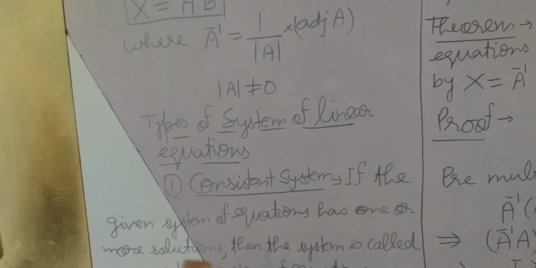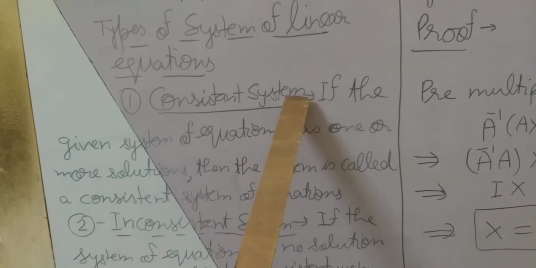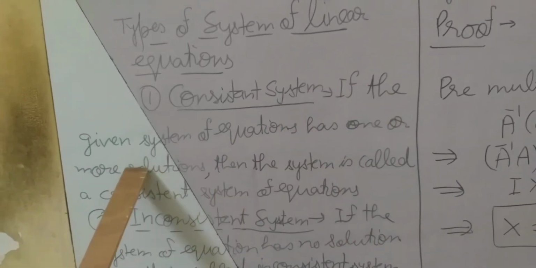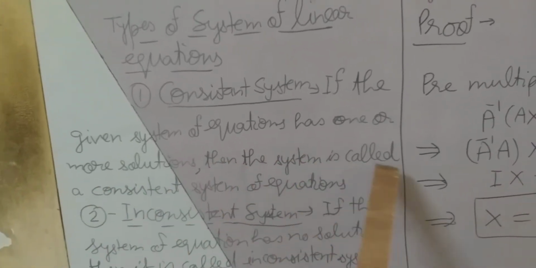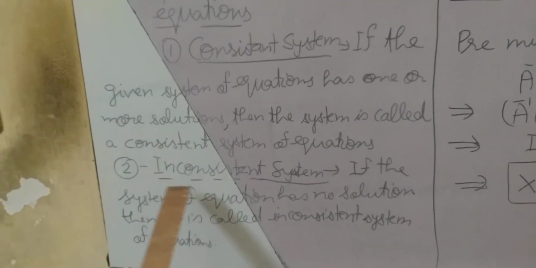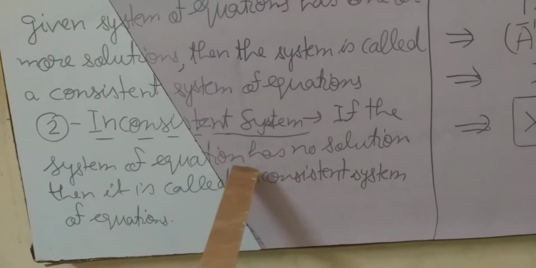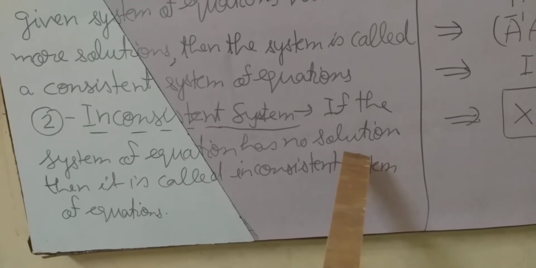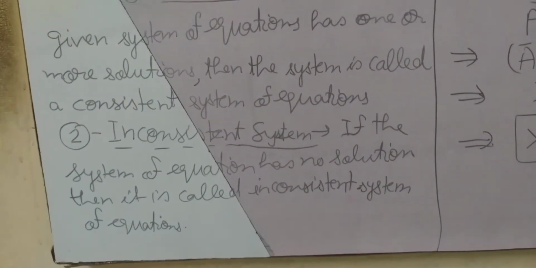Now we are going to learn the types of systems of linear equations. There are some types of systems of linear equations. First one, consistent system. If the given system of equations has one or more solutions, then the system is called a consistent system of equations. Okay students, inconsistent system: if the system of equations has no solution, then it is called an inconsistent system of equations.